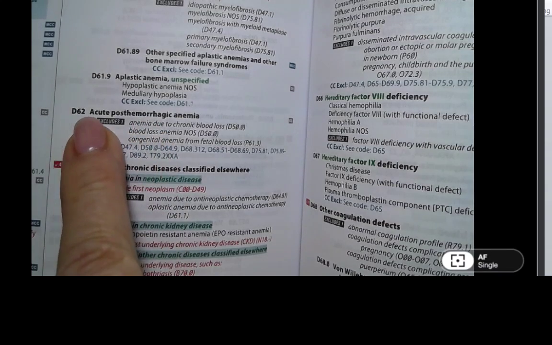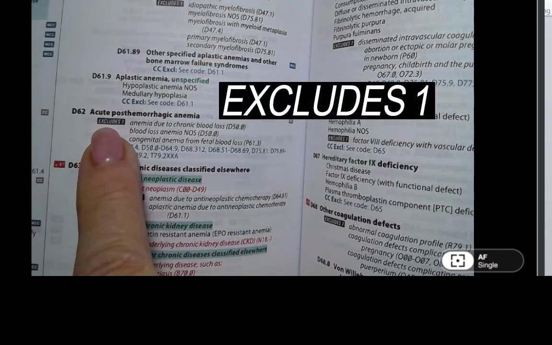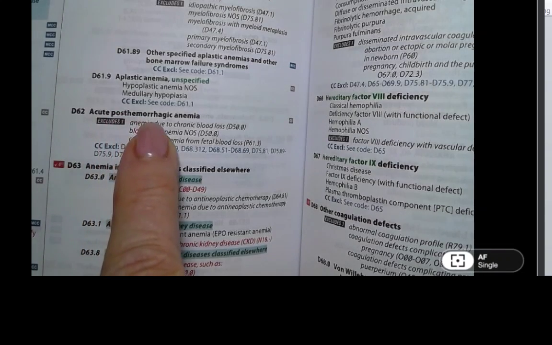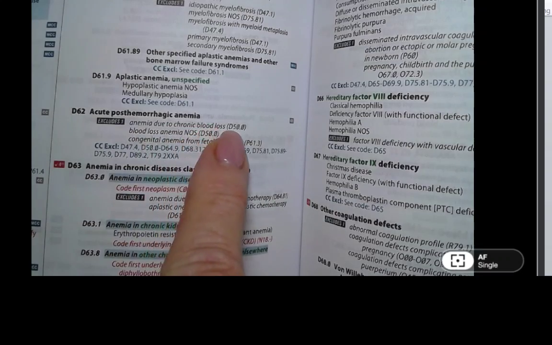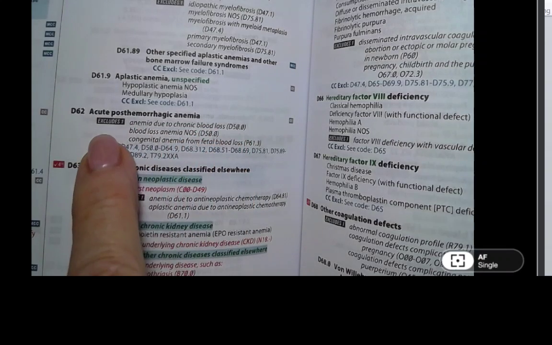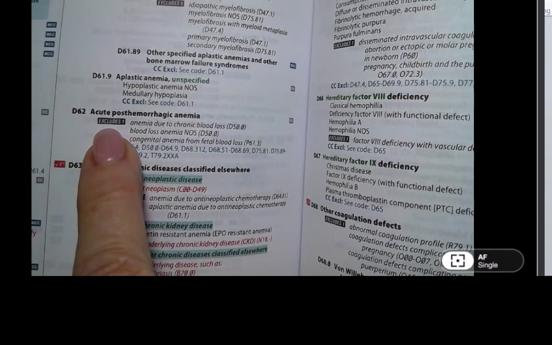Note that the code has an Excludes1. A patient cannot have acute hemorrhagic anemia and anemia due to a chronic blood loss. Two different things. So you're always going to be very mindful of your Excludes1, Excludes2, or any instructional notes. Instructional notes are usually in a red font to get your attention at the beginning of the category.